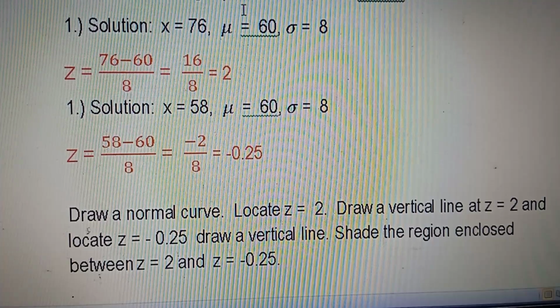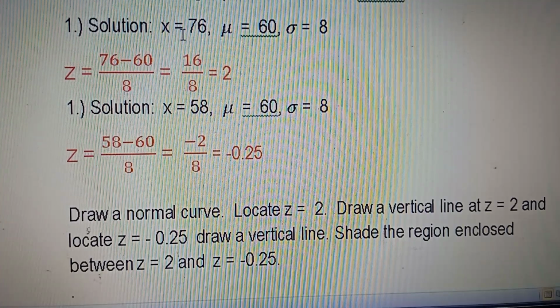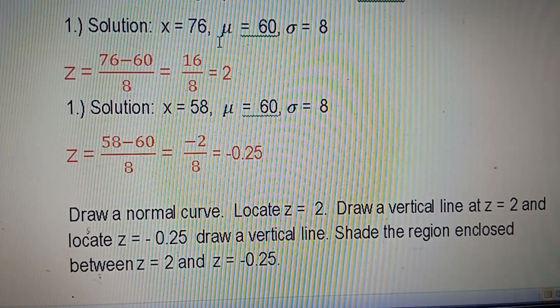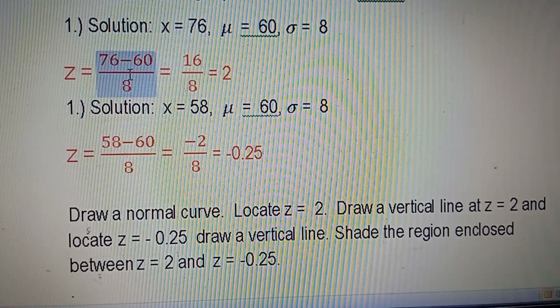What part of the group scored between 58 and 76? Okay, solution. x equals 76, mu equals 60, sigma is 8. So, you make use of the formula, x minus mu over sigma, that is 76 minus 60 over 8, which is equal to 16 over 8, or 2. Okay.